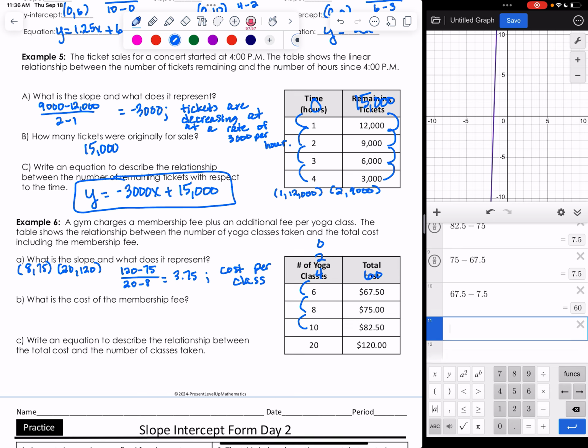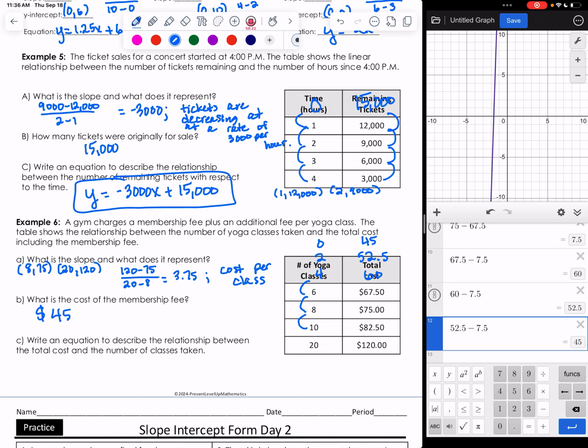Then 60 minus 7.5 would give us 52.5. Do that one more time. 52.5 minus 7.5. And that would land us at $45. So the cost of the membership fee would be $45.